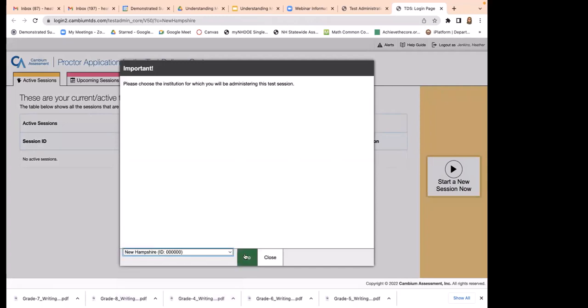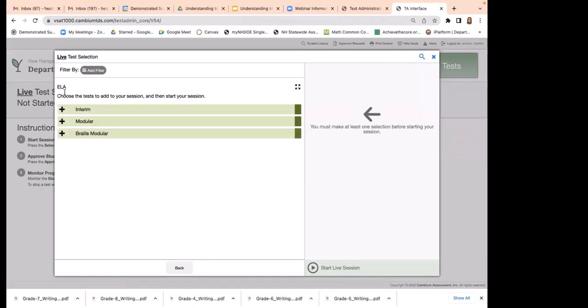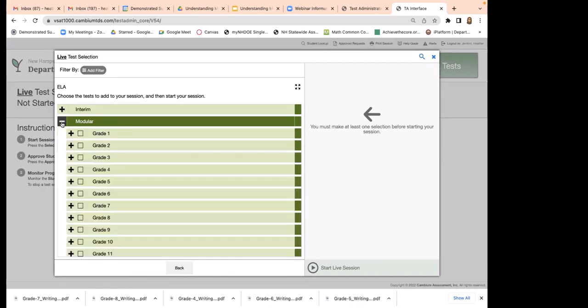I just have to do this because I'm an administrator. But what ends up happening when you say start a new session is you're able to pick whichever subject area you would like. So if I chose ELA, we're looking at modulars. The biggest thing that I want to make sure that you understand is that you want to hit the plus symbol until there aren't any more. So you're going to hit plus.